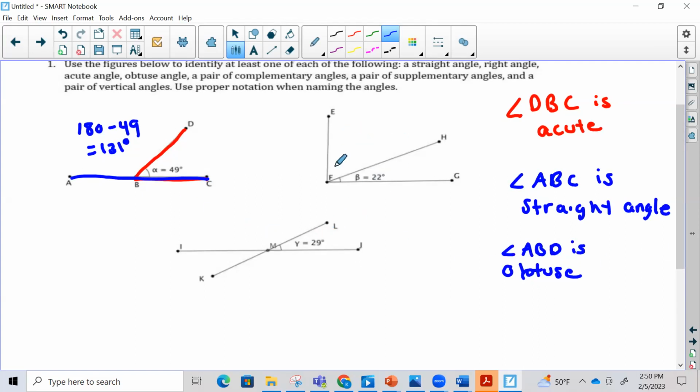So if we go back to this one here, we're just going to start with obtuse, acute, and straight, and then we'll come back to the angle pairs. Okay, so we have this entire angle EFG, and we have this angle HFG, sorry, which they tell me is 22, and this angle EFH. So they should have the box here, they don't, but we're going to assume that this box is here to indicate that this angle is 90. So therefore, angle EFG is a right angle.